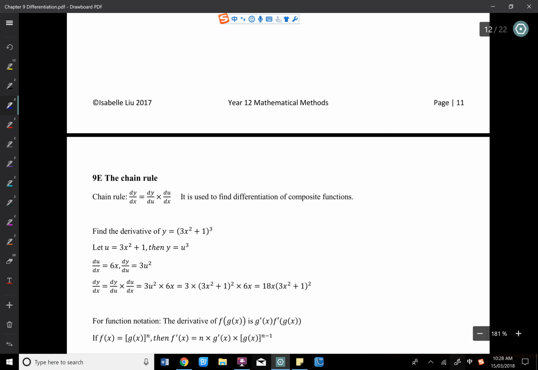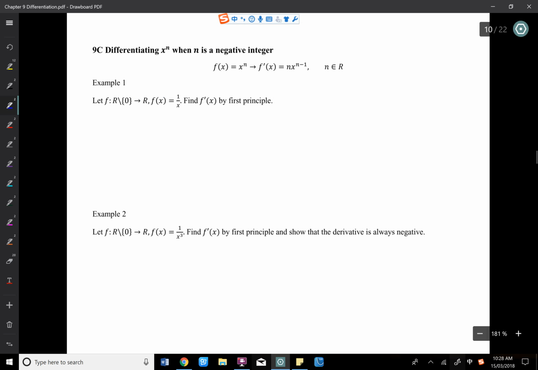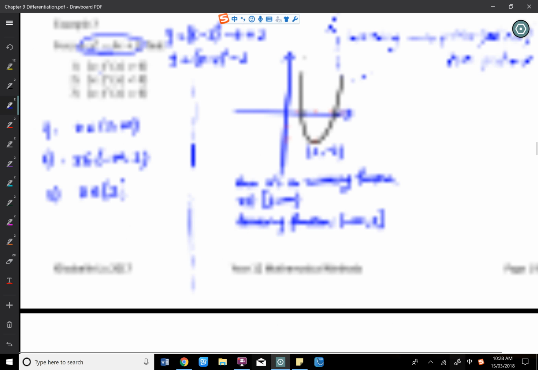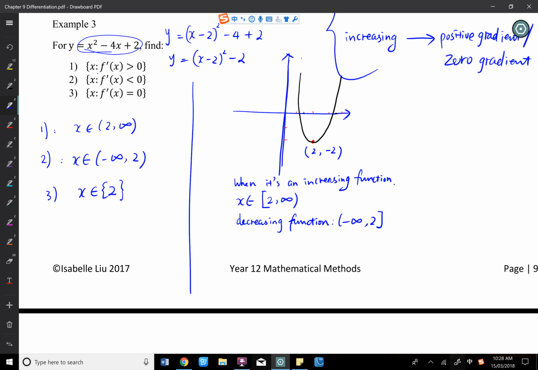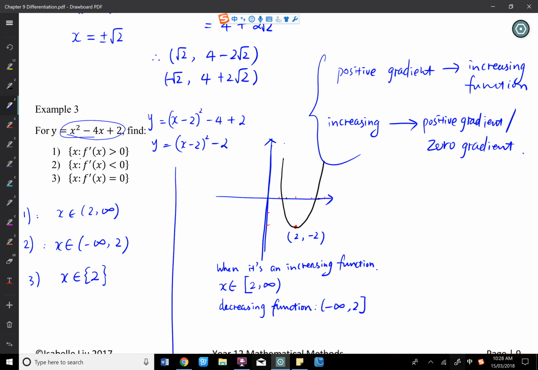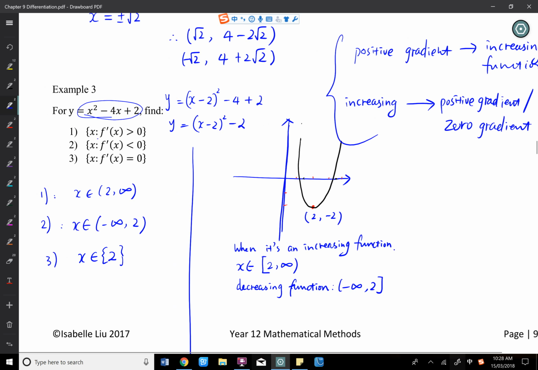Any questions from these revision problems? The most important thing, maybe, is example 3. You know the increasing and decreasing function. We will talk about that more later in chapter 10, but it will be good if you can remember it now. Any other questions?